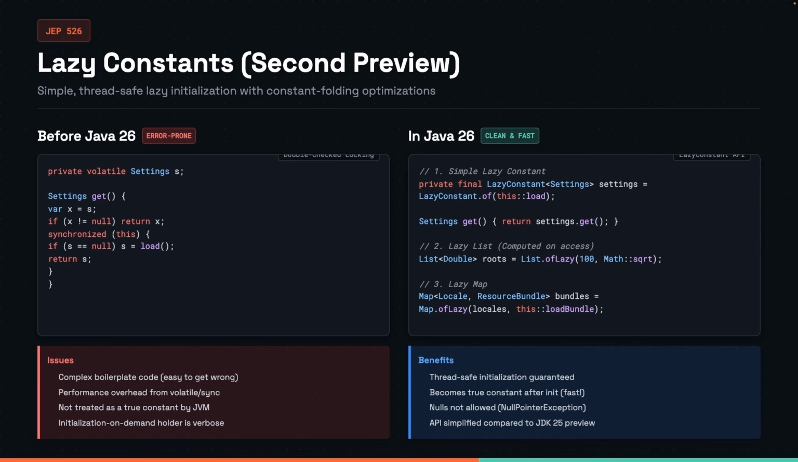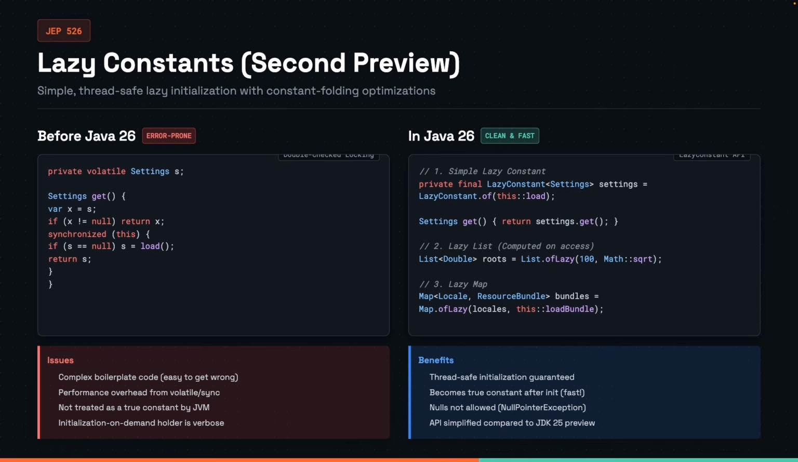Two threads might both try to load it simultaneously, wasting resources and potentially causing corruption. The third is thread safe lazy. Use complex patterns like double checked locking. So the problem is super easy to get wrong. So what was the old way?